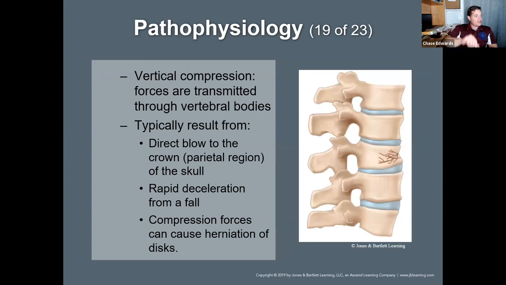So your vertical compressions, you can see herniations of the disc, things like that. Picking up stretchers, stuff like that.